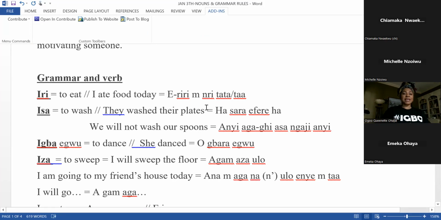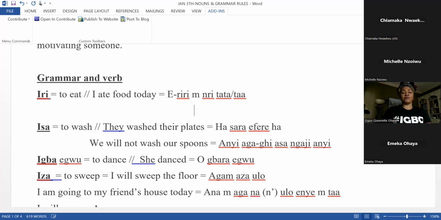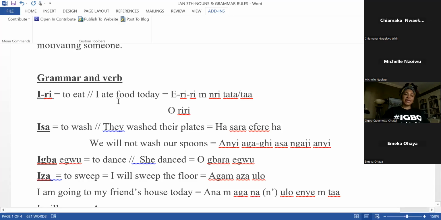Eririm, nri. Now, Chiamaka, if you want to say she ate food, how will you do that? O riri nri, right? So instead of I, you're putting the pronoun she, which is o riri. It's still riri. You didn't remove anything, remember? The only thing you remove is the a, which is the to. Iri is to eat. Now, when you want to conjugate and say eririm, I ate food, you remove that to, which is a.